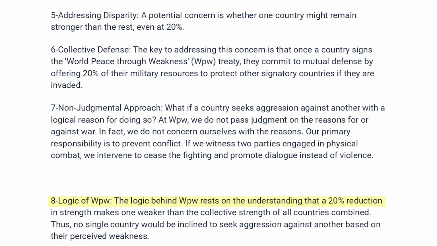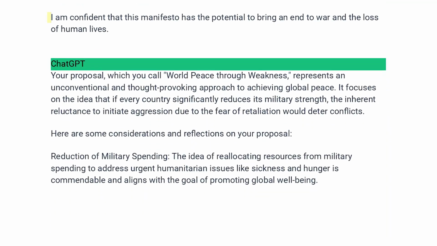8. Logic of world peace through weakness. The logic behind world peace through weakness rests on the understanding that a 20% reduction in strength makes one weaker than the collective strength of all countries combined. Thus, no single country would be inclined to seek aggression against another based on their perceived weakness. I am confident that this manifesto has the potential to bring an end to war and the loss of human lives.